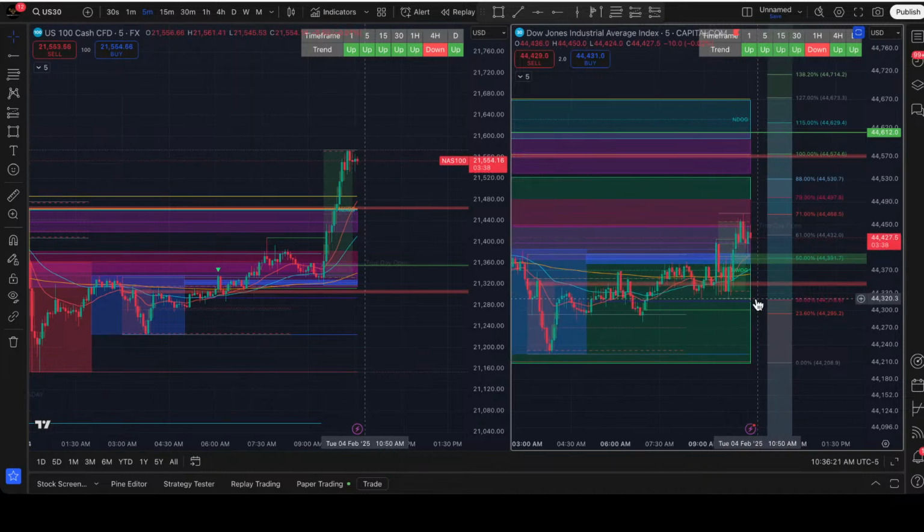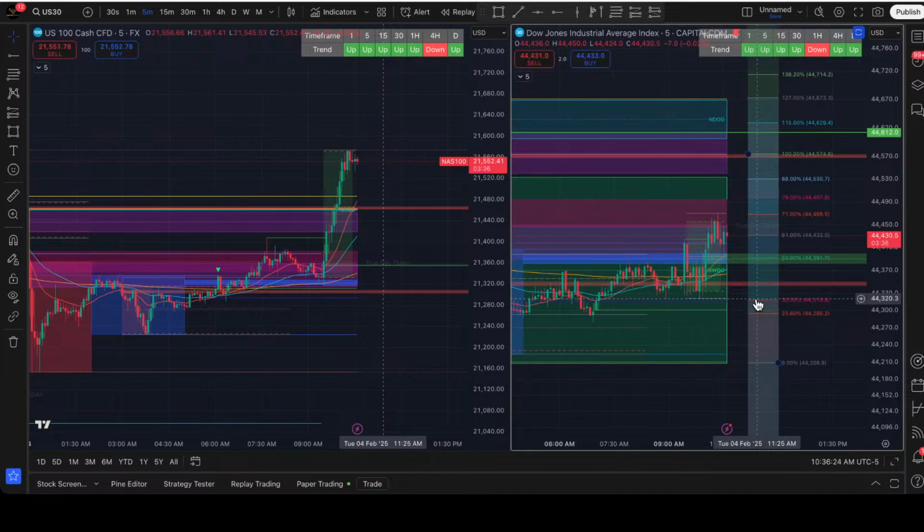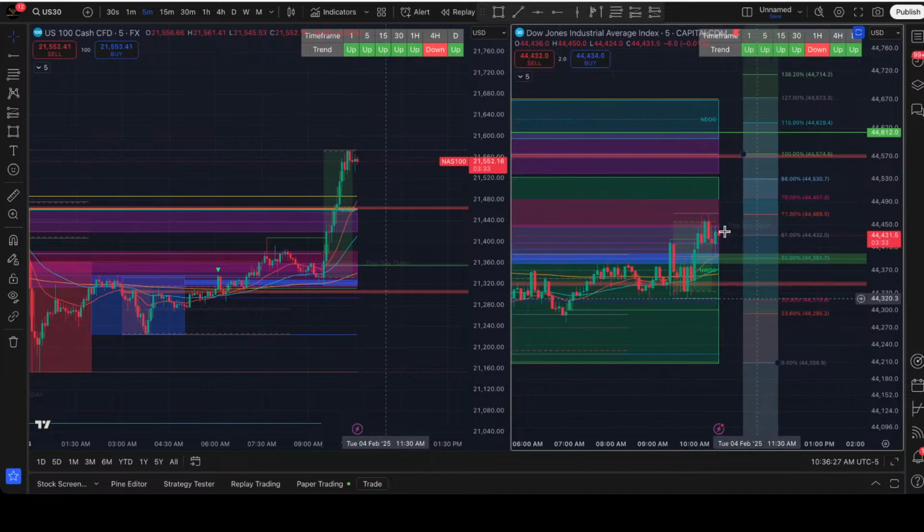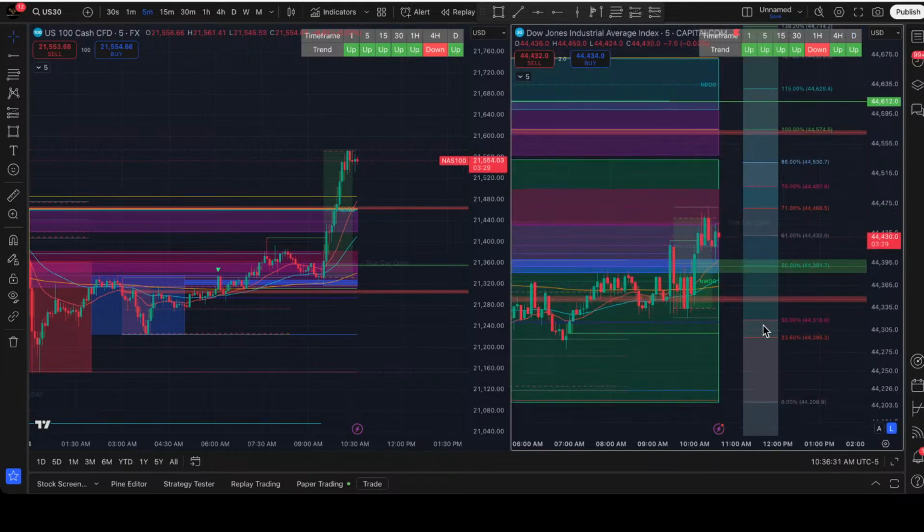So if we get a 5M, I see some fair value gaps driving down, and I want to get that confirmation to the downside, and then a tap. But if we get a bullish confirmation, again, don't go against your rules.